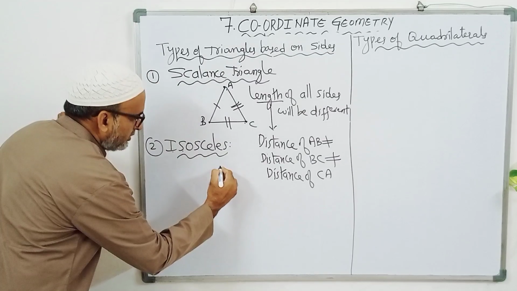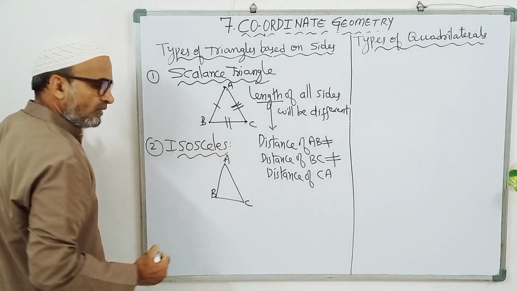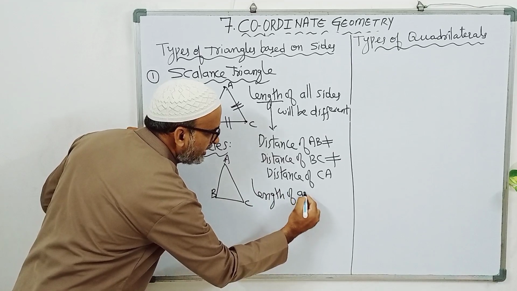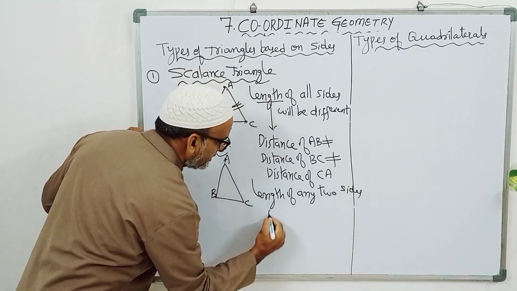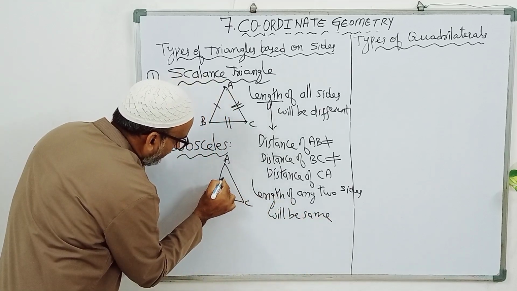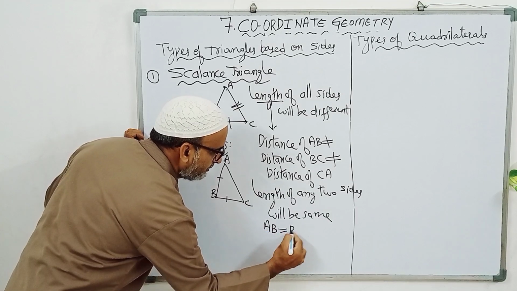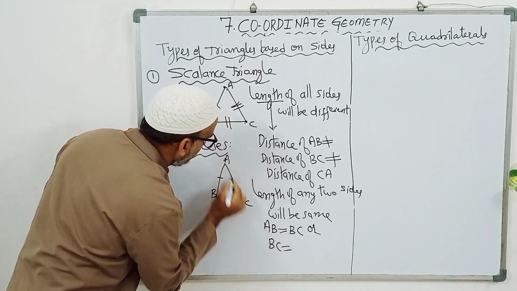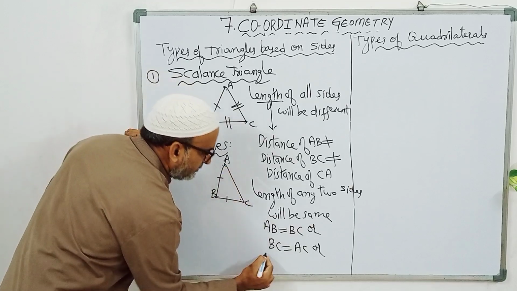Isosceles triangle means what? This is the triangle A, B, C. The length of any two sides will be the same. Means what? Either the length of AB will be equal to BC, or BC will be equal to AC, or AB will be equal to AC.